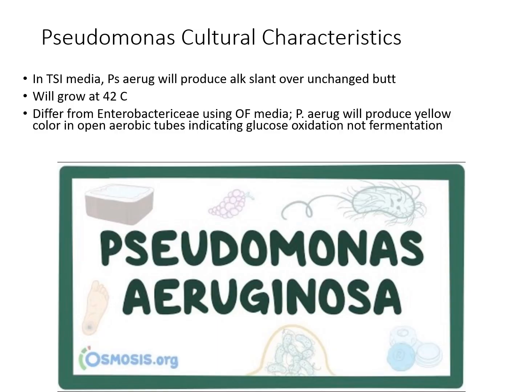In the triple sugar iron test, or the TSI, this produces an alkaline or red slant over an unchanged or red butt, so it has an alkaline/alkaline reaction. It indicates no fermentation of glucose, but possible oxidation. For growth characteristics, it can grow at 42 degrees Celsius. In oxidative-fermentative tests, this can differentiate Pseudomonas aeruginosa from Enterobacteriaceae. It produces yellow color only in the open aerobic tube, which shows glucose oxidation. There is no acid production in the anaerobic tube, which means there's no fermentation.